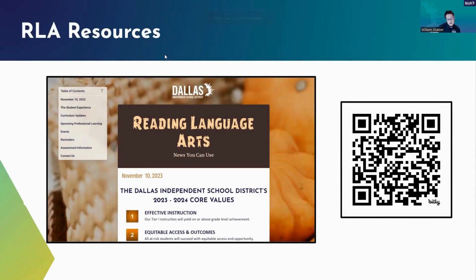Additionally, the Reading Language Arts Department has recreated their newsletter we used to do. It went away for a while, but they have started it back up again. You can scan that QR code. It will take you directly to it. So keep an eye out for the RLA newsletter that provides updates about the curriculum and upcoming events, and so forth. You might get some good information out of there.